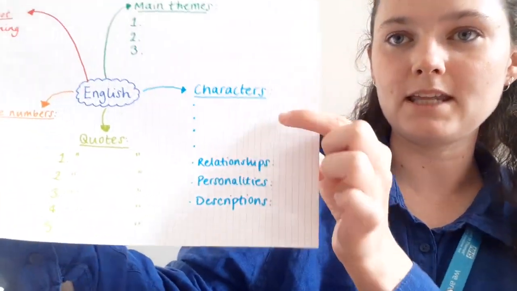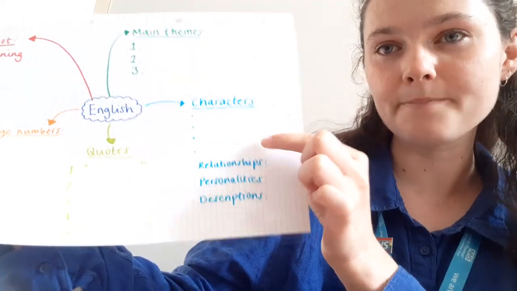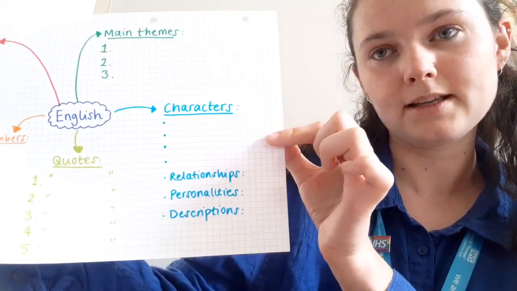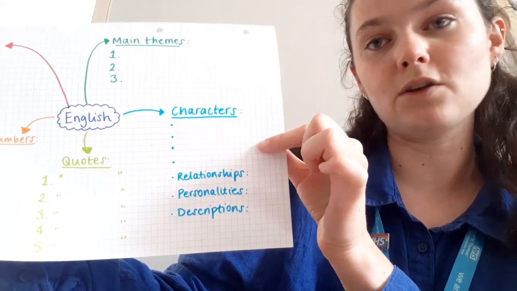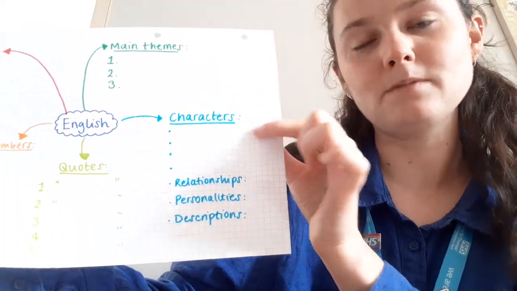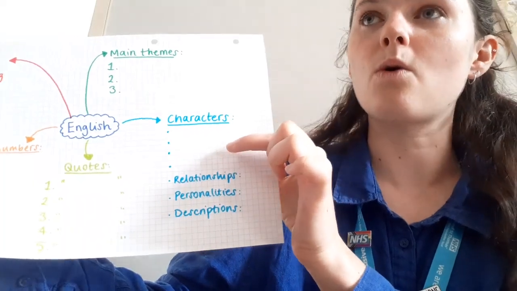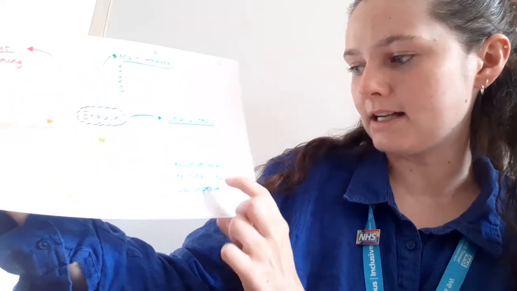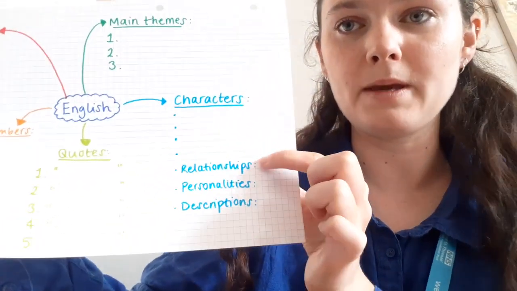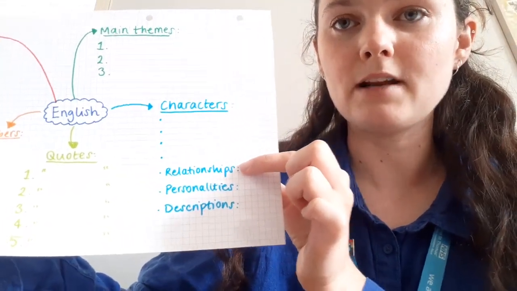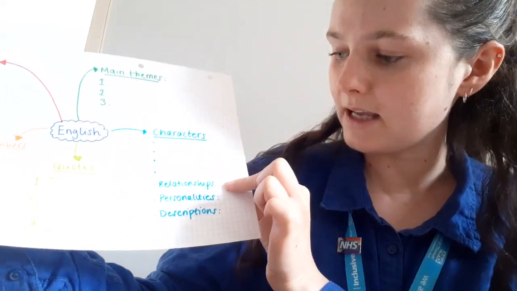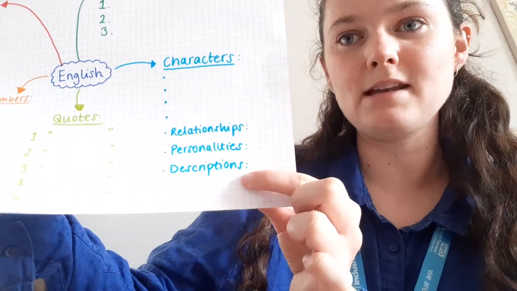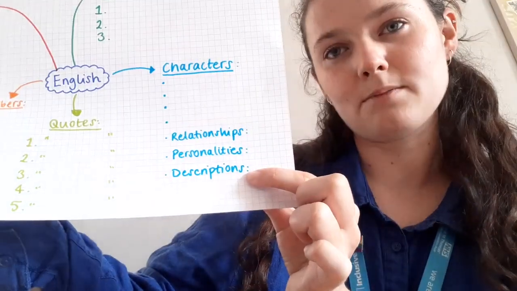Then moving on to thinking about the characters in the book. So you could have bullet points for the characters' names. This is where you could also find pictures of the characters, or your child could draw what they think the characters might look like. And then I've also just added, it might also be good to add if there are some main relationships between characters in the story, what their different personalities are, and any main descriptions of the characters that might be useful to know.